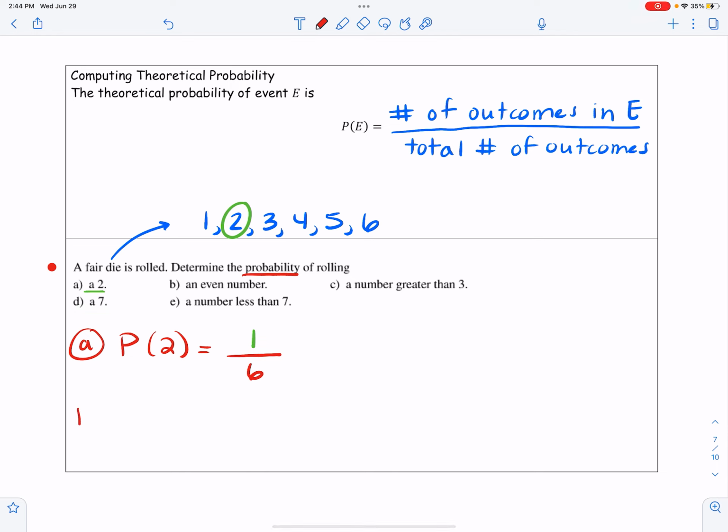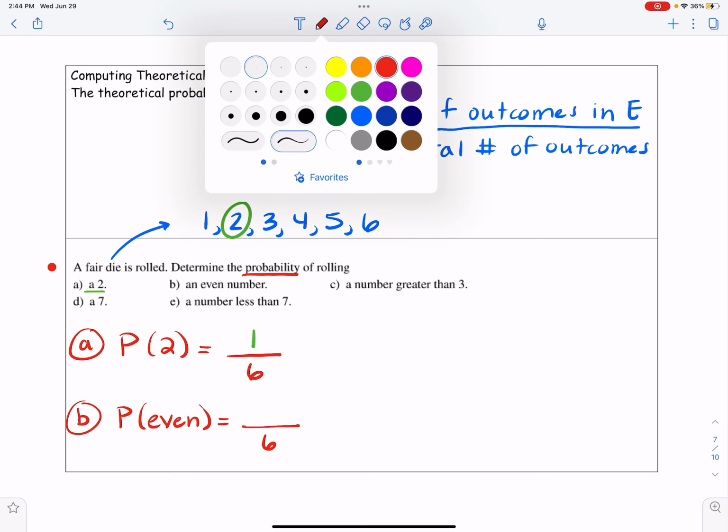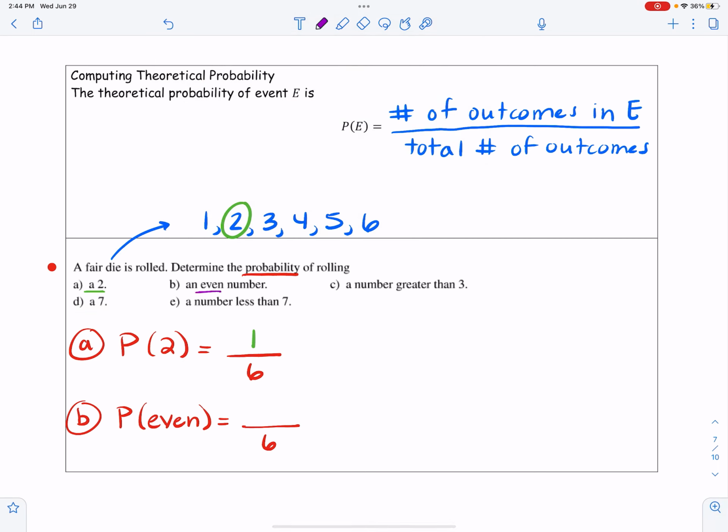All right. B, I want the probability that I get an even number. Total on the bottom. And then whatever your event, just come up here and count. Even numbers are 2, 4, and 6. So the number of outcomes included, the number of times it happens, is 3. And of course, 3/6 would simplify to 1/2.